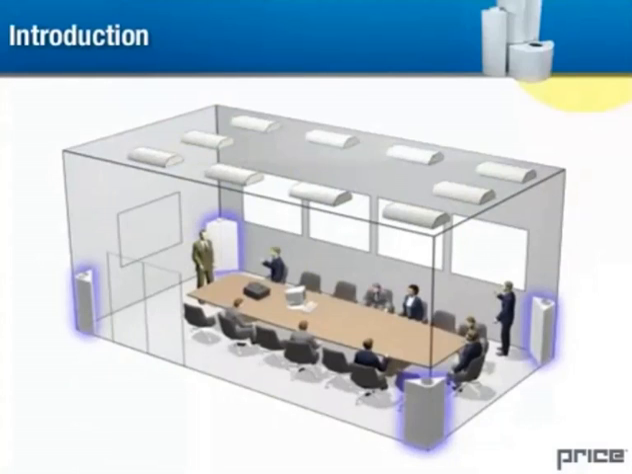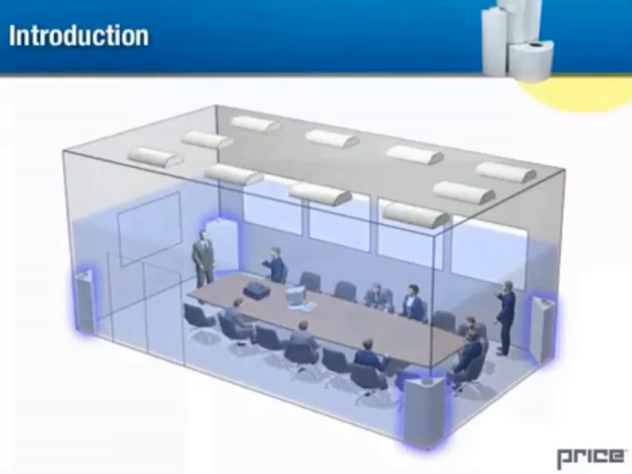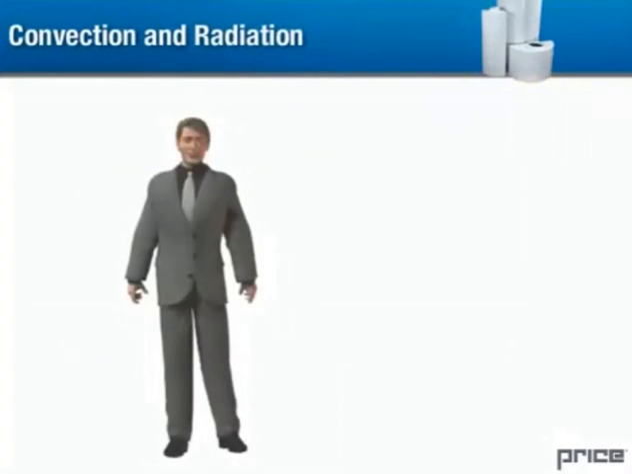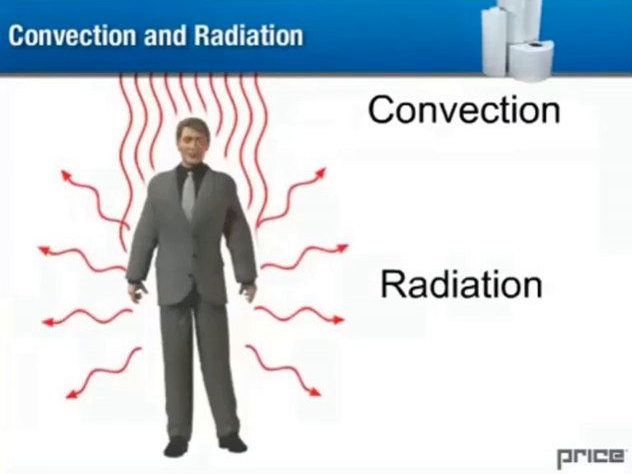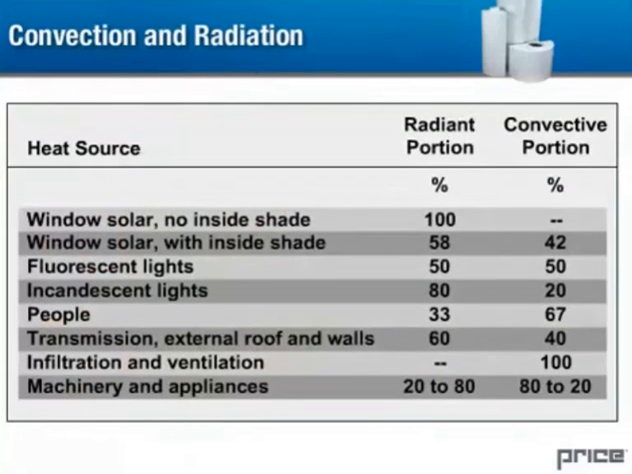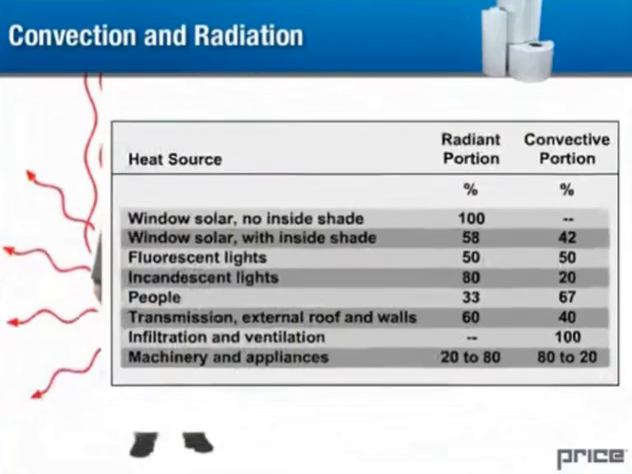With displacement ventilation, we're only concerned about the occupied zone, or the lower 6 feet of the room. Heat sources both inside and outside of this space contribute a portion of their heat to the occupied zone and to the upper zone. Heat sources transmit energy to the space through both convection and radiation. The portion of a heat source which is convective or radiant will vary by the type of heat source. This table illustrates the portion of convective and radiant load for several common heat sources.